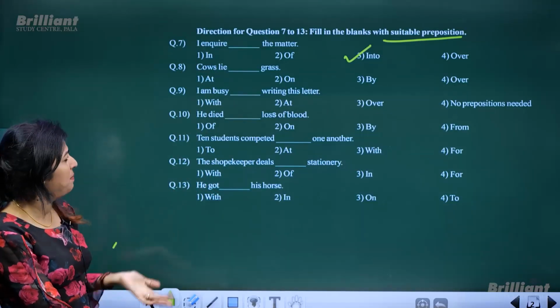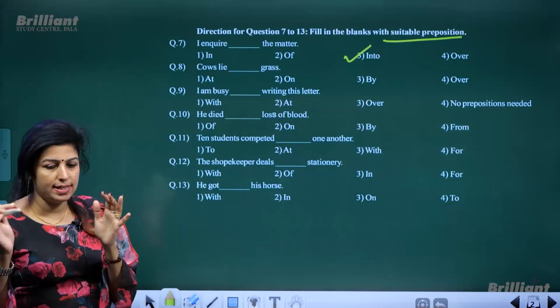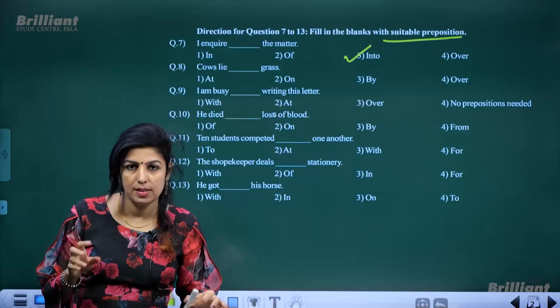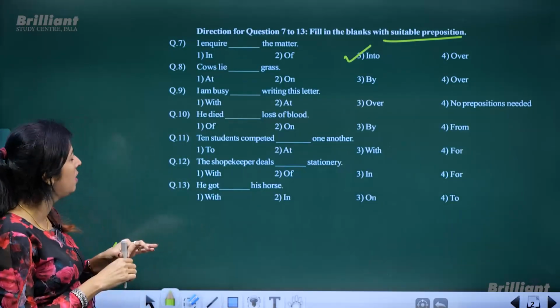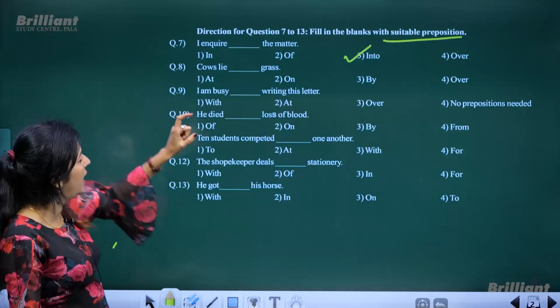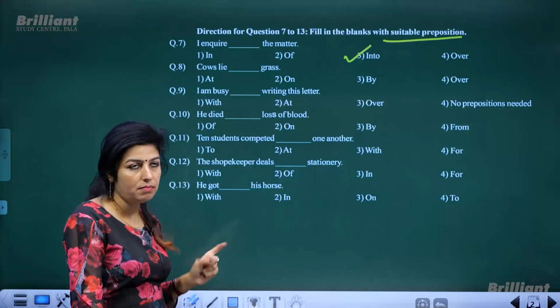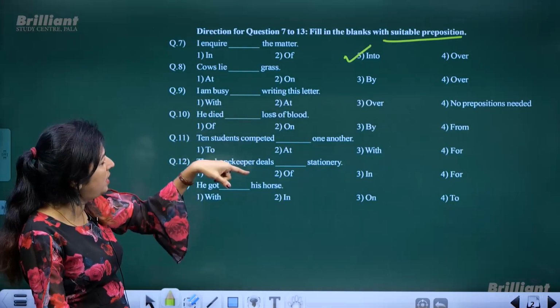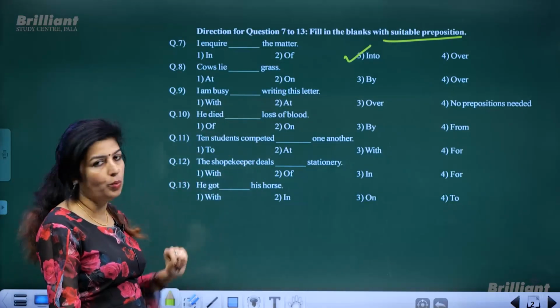Now next is very simple. Right now I have given you one example, like the pen on the podium, on the table, on the desk, etc. Exactly the same rule is applicable here. Cows, you know the animal cow. Cows lie dash grass. What are the options given to you? At the grass, on the grass, by the grass, over the grass.